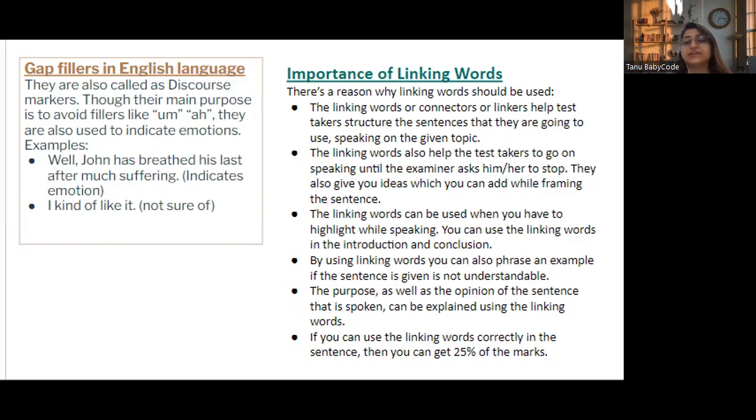Now, why are linking words important? Because they help the test taker to structure sentences, right? They help you make different sentences. It also helps you to connect your ideas while framing your sentences. It also highlights your speaking. You can talk about the introduction, you can talk about the conclusion of your statements, right? And one thing is that 25% of your score is based on this band parameter.